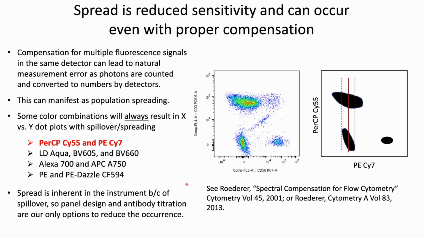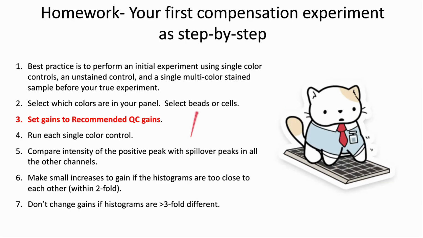With this knowledge in hand, I would recommend that users do some homework and perform a first compensation. Included here is a step-by-step guide to setting up the compensation and collecting it on our CytoFLEX instruments. As recommended best practice, we would suggest users include single color controls, an unstained control, and possibly a single multicolor stained sample before your true experiment.